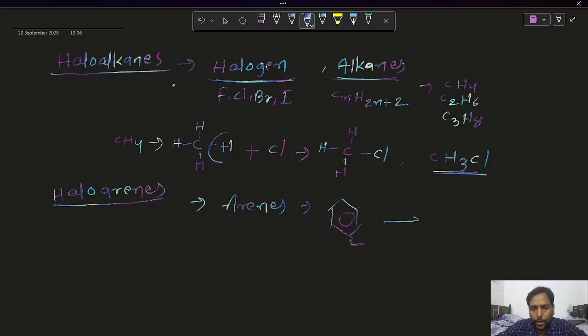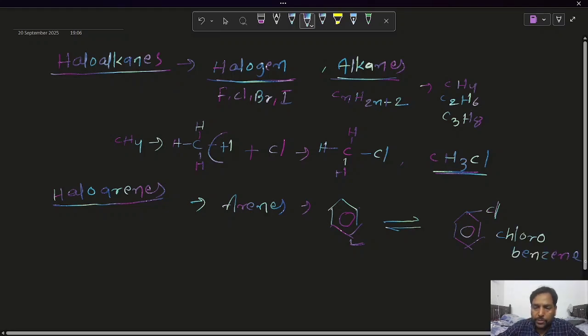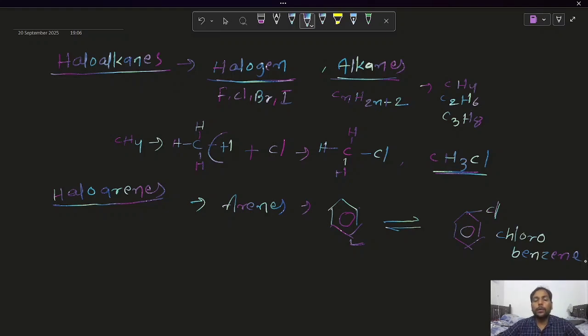We have to remove one hydrogen from the benzene and attach one chlorine, fluorine, or bromine. Like this one, we have to add one chlorine here. This is chlorobenzene. Fluorobenzene, iodobenzene, right? This one is haloarenes. Of course, we can say one halogen is attached at the arene. So this is haloarenes. Now these are the common things which we have to discuss about haloalkanes and haloarenes.